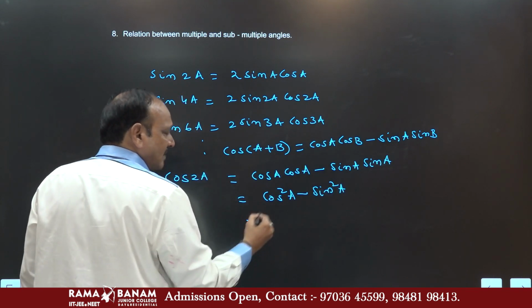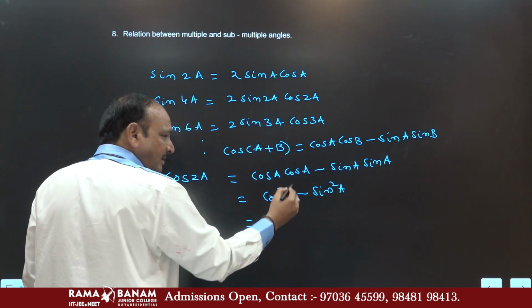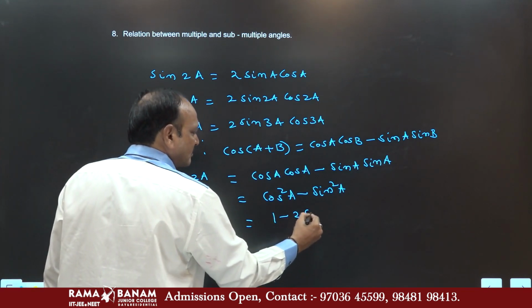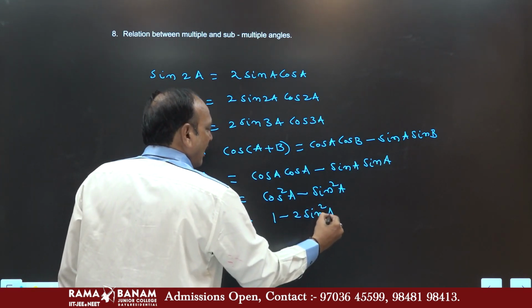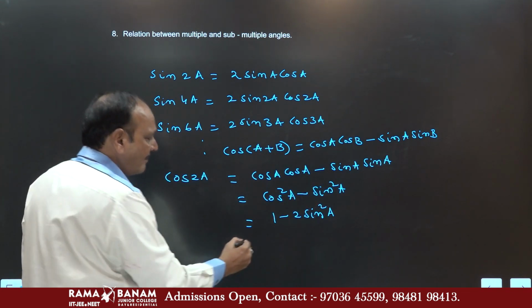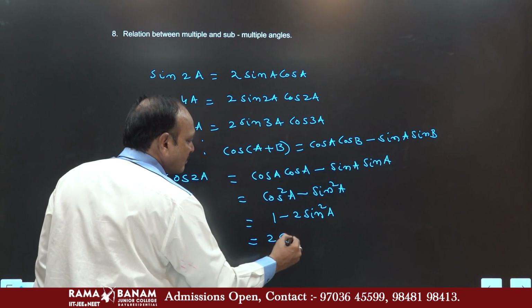Now we can write this with cos square A taken as 1 minus sin square A. So it is 1 minus 2 sin square A. Again, I am writing sin square A as 1 minus cos square A. So it is 2 cos square A minus 1.